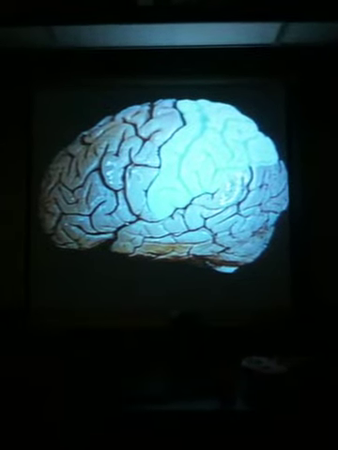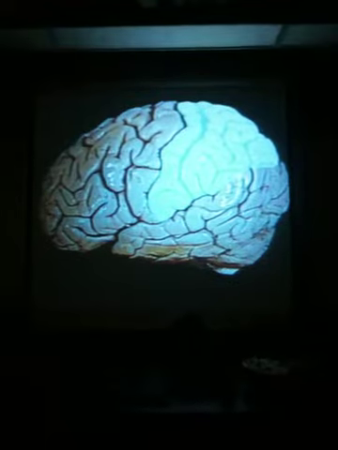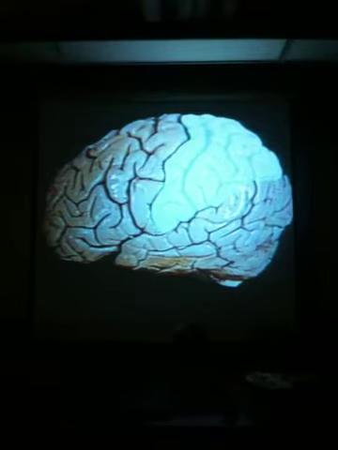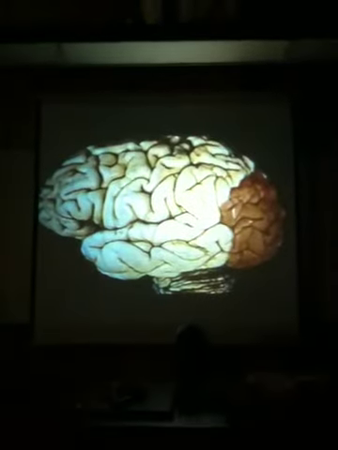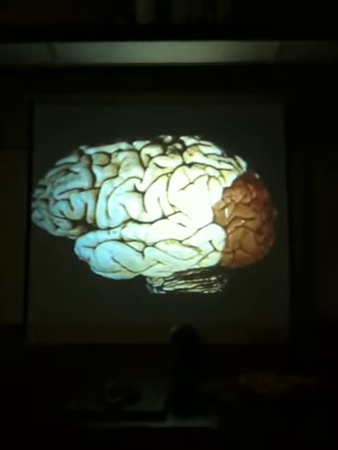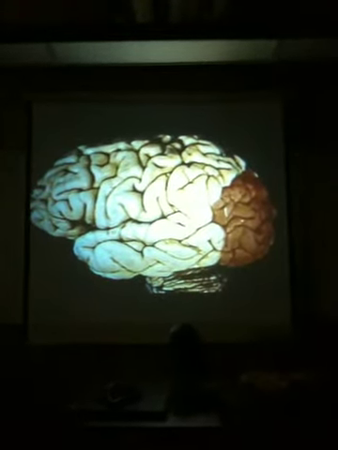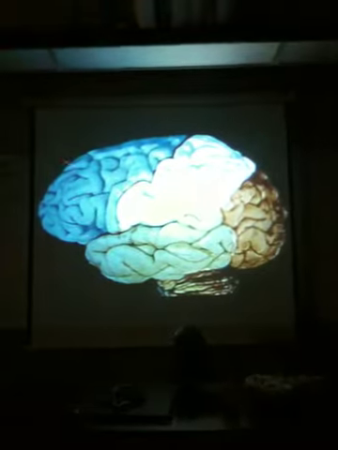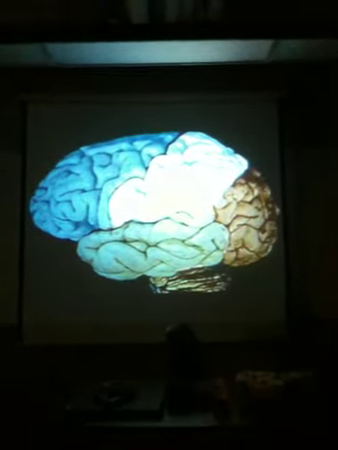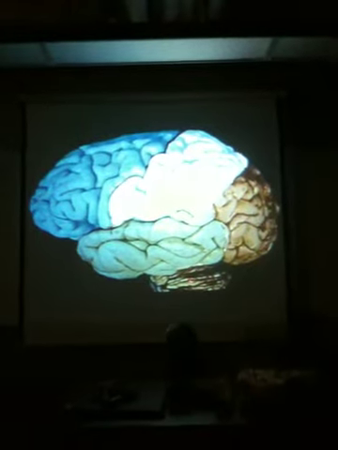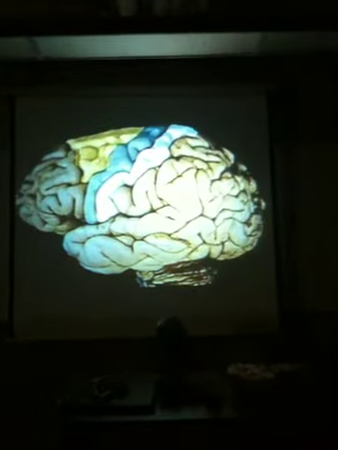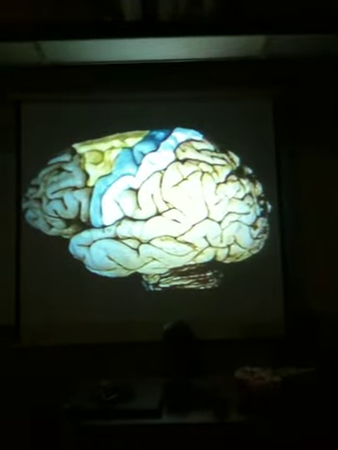Alright, so name the portion of the brain that they have highlighted white. Parietal what? Lobe. Parietal lobe. Red. Occipital lobe. Blue. Frontal lobe. Parietal. Occipital. Temporal. Cerebellum.